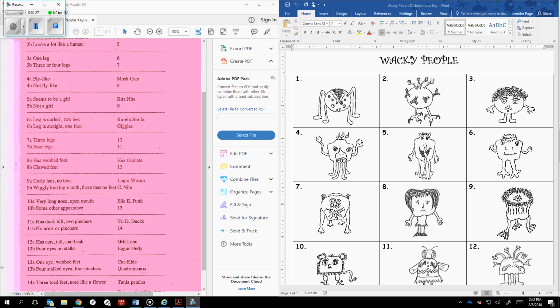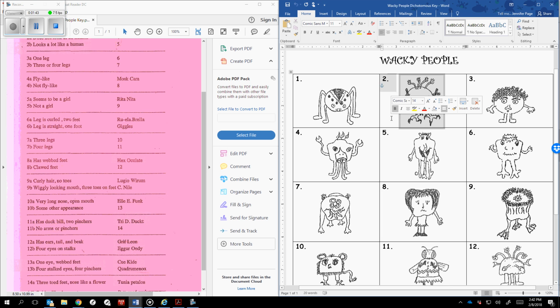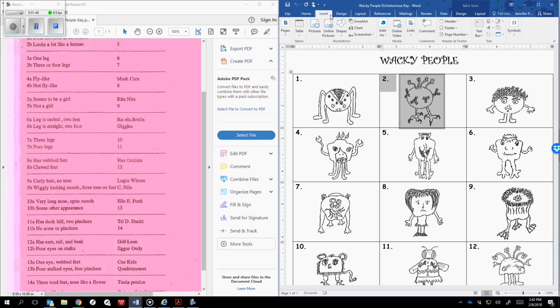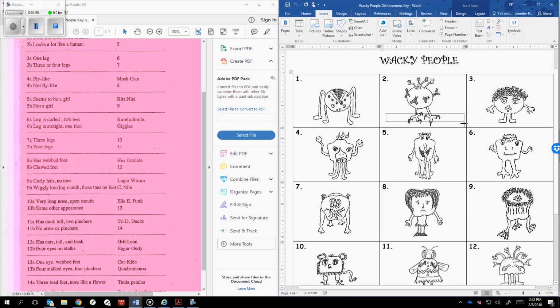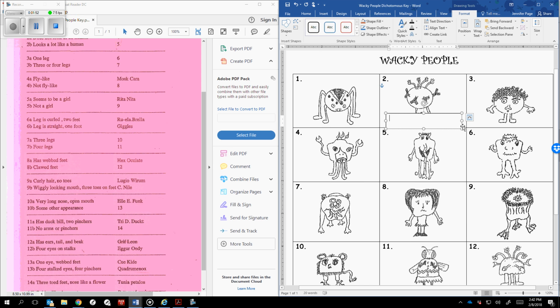So if I scroll down and look at 12, it's either has ears, tail, and a beak, or 4 eyes on stalks. This one has 4 eyes on stalks, so this is Egger-ondy, E-G-G-U-R-O-N-D-Y. And so once we figure that out, you're going to write it in here. So on your paper, at the bottom on the side, you would write its name. Okay, and then move on to the next creature.